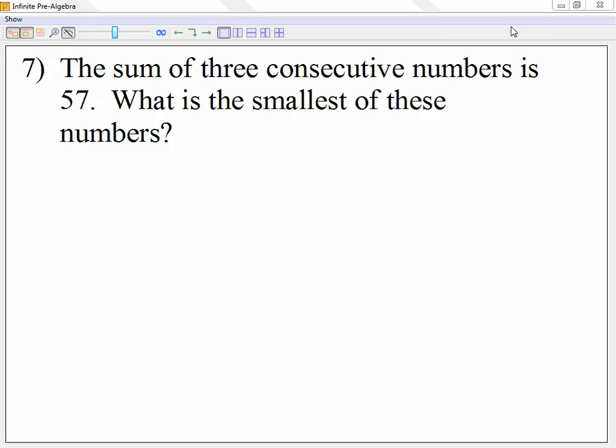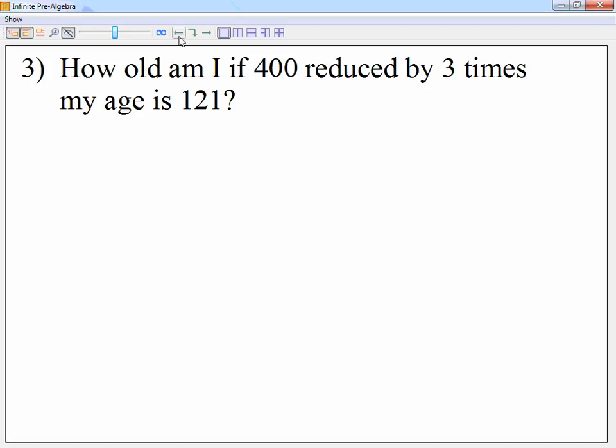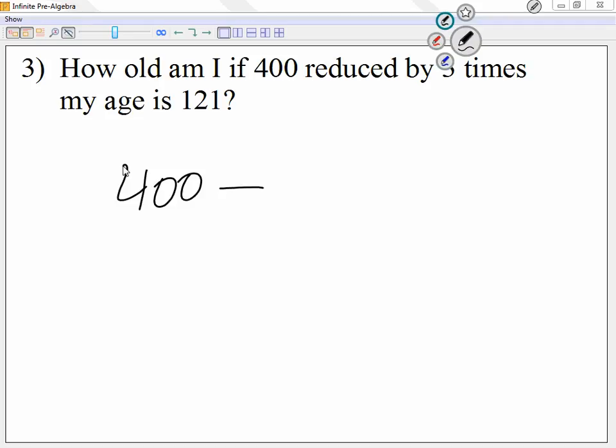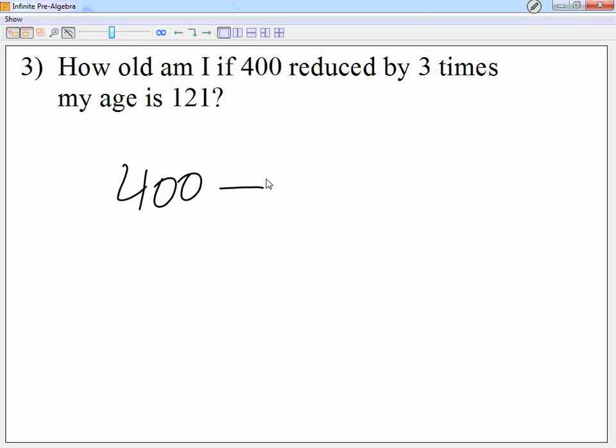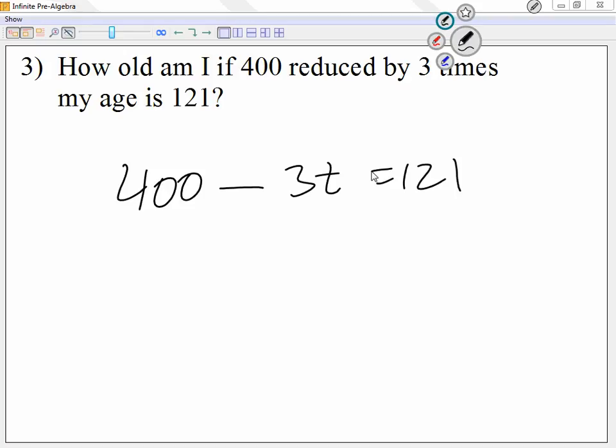All right. Looking at question number 3. How old am I if 400 reduced by 3 times my age equals 121? So let me start writing down: 400 reduced by 3 times my age, 3t, equals 121.